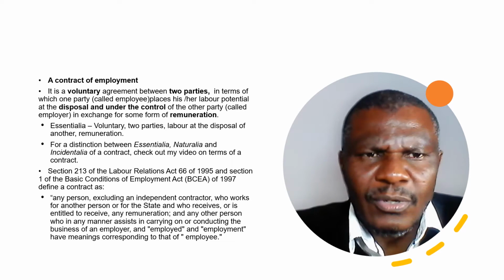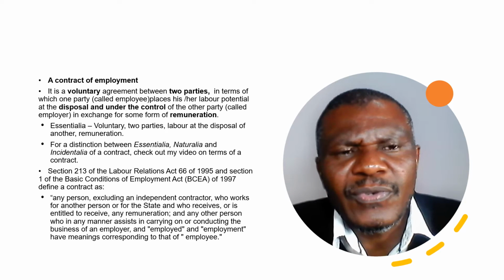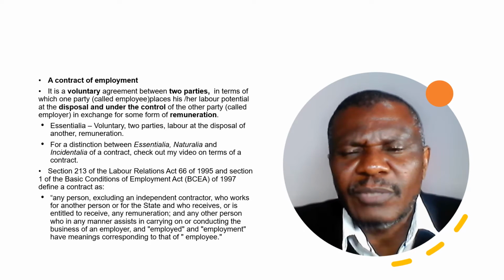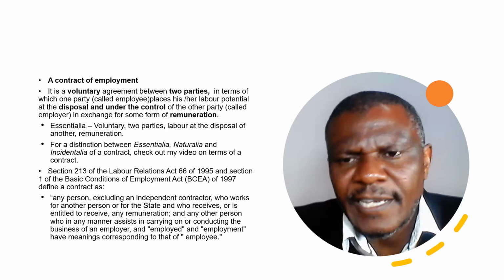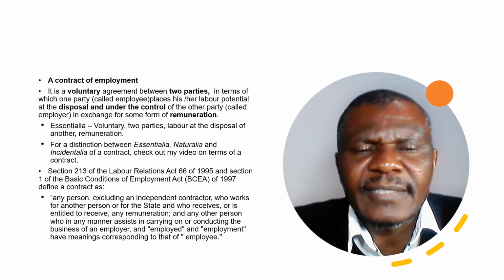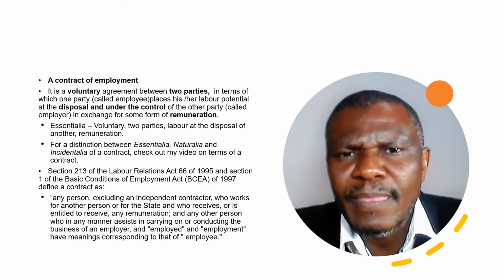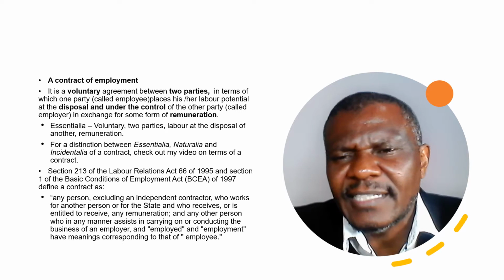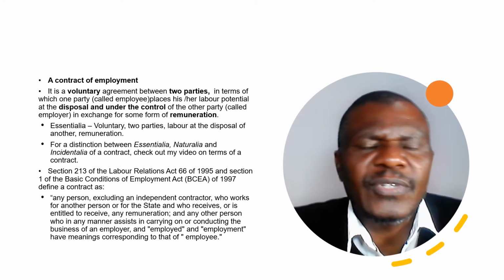Suffice it to note that the essentialia, or the essential elements of a contract of employment, are that it must be voluntary, so it must not be forced, otherwise it then becomes a kind of slavery. And there are two parties there that are involved. We said there's an employer and an employee, and then there is the issue of labor being provided by the employee to the employer, that is to another. And the last element that is essential there is remuneration. So those are the essential elements of a contract of employment.